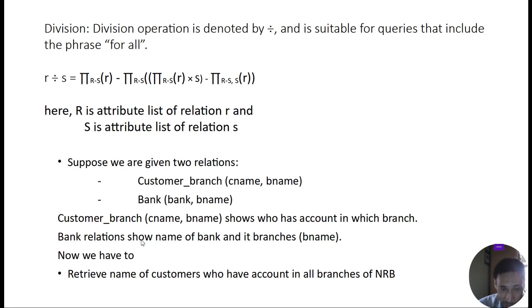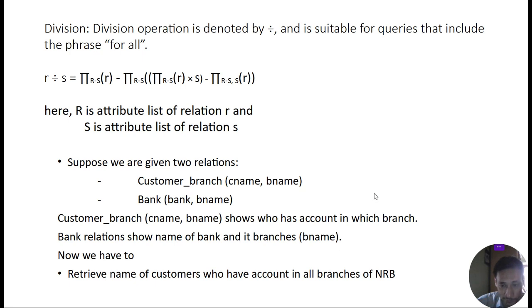Similarly, this bank account will let us know the branch name of the bank. Now let's suppose we have a query like this: retrieve the name of customers who have an account in all branches of NRB. Or we can say, retrieve the name of customers for whom there is an account in all the branches of NRB. We can use the for-all here.